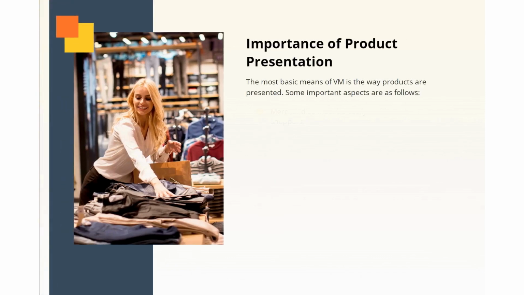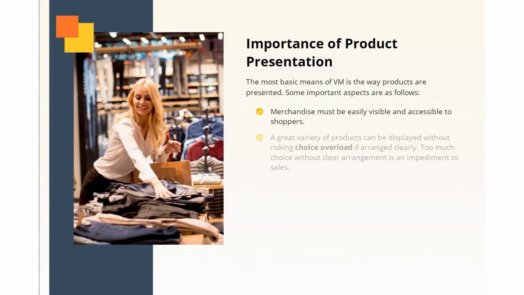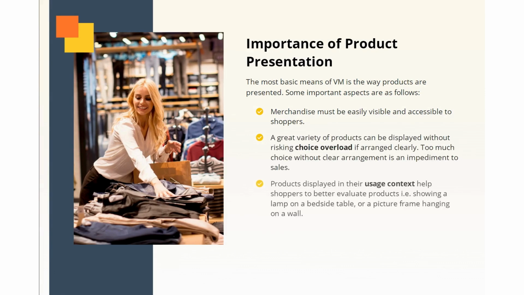The most basic means of VM is the way products are presented. Some important aspects are as follows. Merchandise must be easily visible and accessible to shoppers. A great variety of products can be displayed without risking choice overload if arranged clearly. Too much choice without clear arrangement is an impediment to sales.